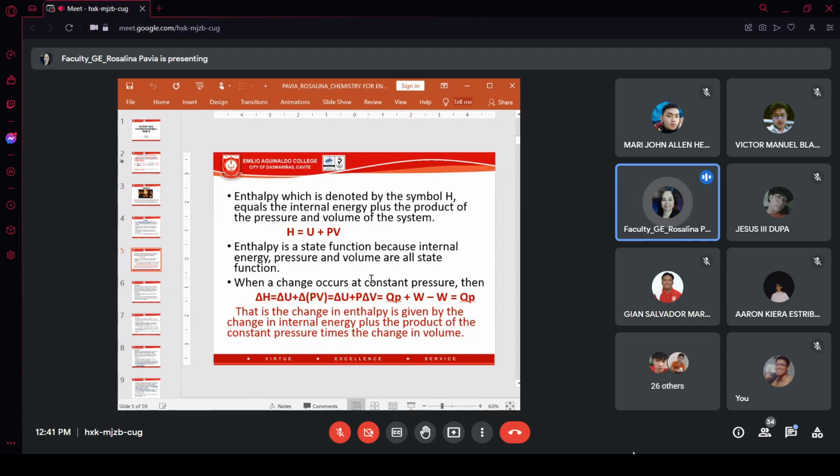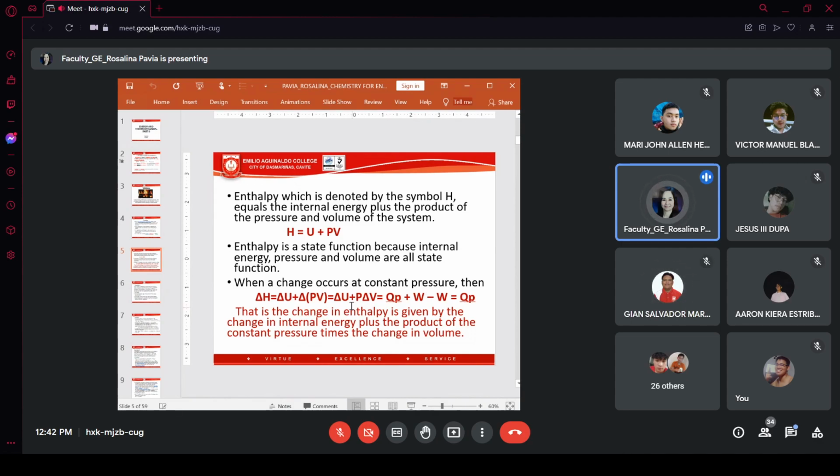Now, when a change occurs at constant pressure, then delta H is equal to delta U plus delta PV. Pero pag constant pressure siya, ilalabas natin si pressure kasi constant. Magkakaroon lang ng change ay yung volume. So what will happen to our equation or formula? Magiging internal energy kasi is Q plus W. Remember? The change in internal energy is actually heat plus work. Can you still remember? Yes, ma'am.